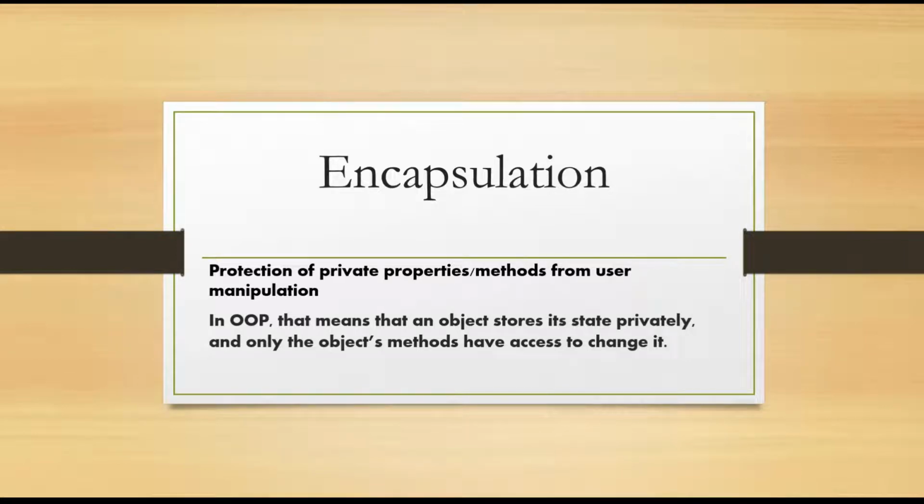Okay, guys, the next pillar of OOP that we're going to talk about is called encapsulation. What does that mean? In short, it means protection of the private properties or methods from user manipulation. And in OOP, that means that an object stores its state privately, and only the object's methods have access to it. So if you've done React and you've used useState and setState, that's actually an example of encapsulation. Now, how does this look in regular JavaScript?